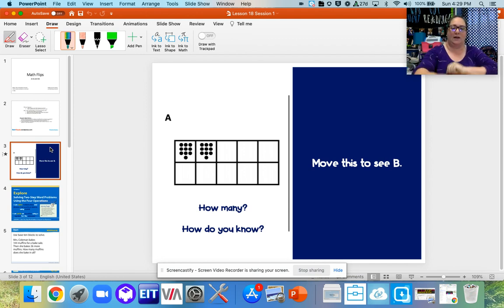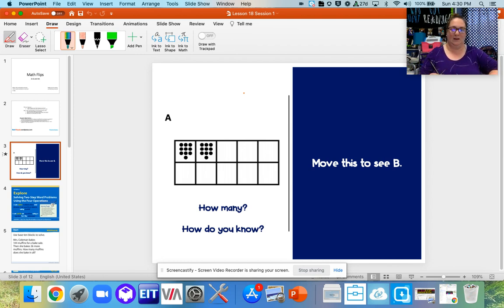I want you to look at this tens frame right here, and I want you to tell me how many do you see? So just say it, whisper it real quickly into the computer. How many do you see? Okay. How do you know that's what you see? What do you see exactly? Try to think about it as multiplication and division.